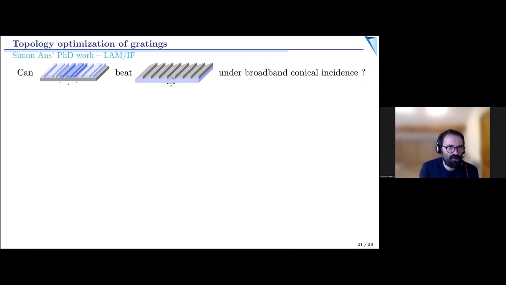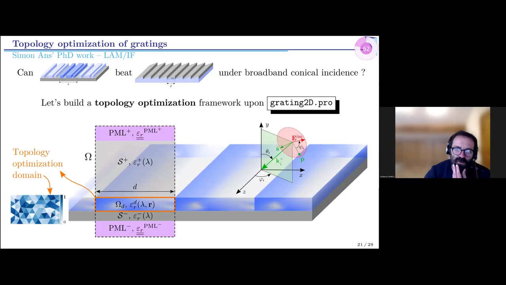And move to another subject, which is topology optimization that we have been working on with Simon Hans in PhD between the Lab of Astronomy here in Marseille and Institut Fresnel. And the question that was asked by a colleague in astronomy is: can we do better than a classical Blaze grating with some flat design, let's say a metasurface. So this topology optimization framework that I'm going to present right now is very step by step.